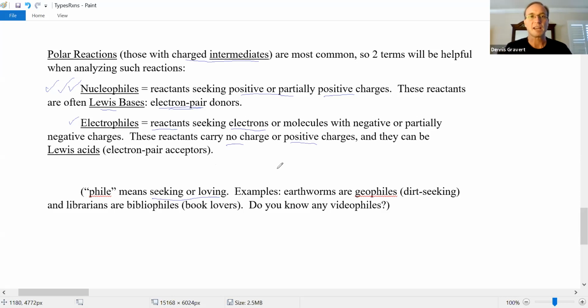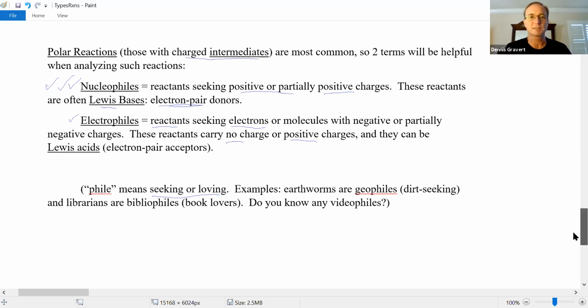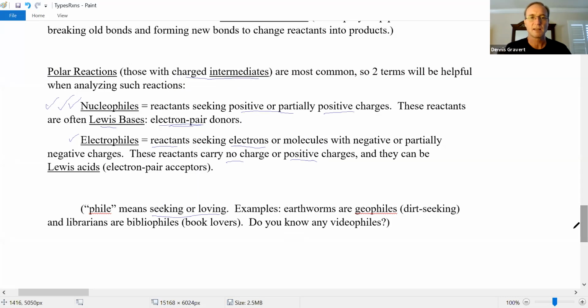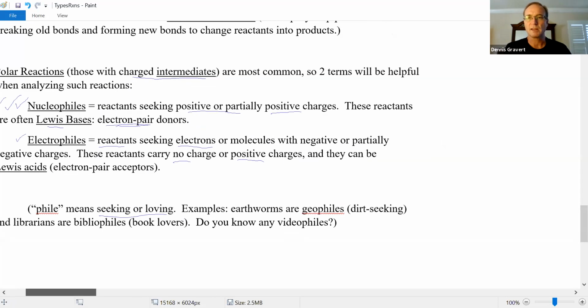Cool. Okay, electrophiles, nucleophiles. Let's explore those two terms in a little more detail. I think I have to go to the right. Yeah, and then up.